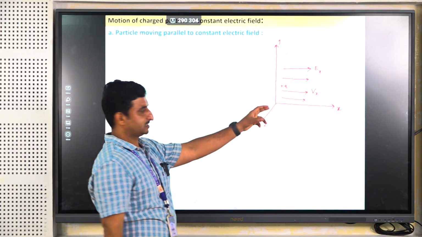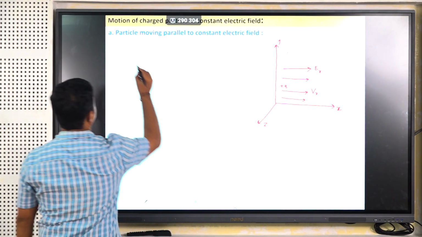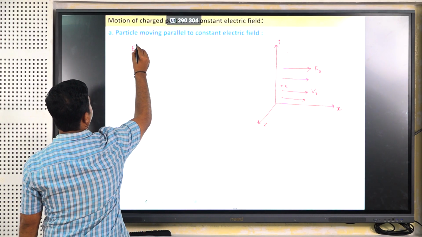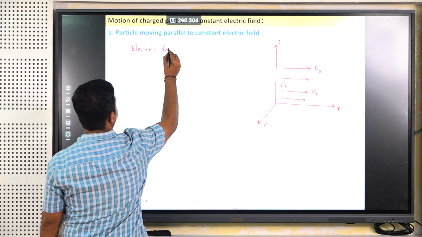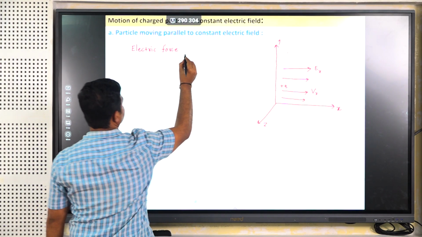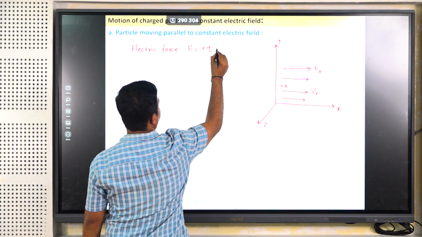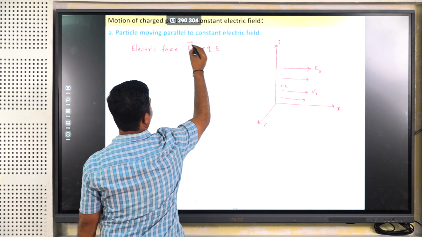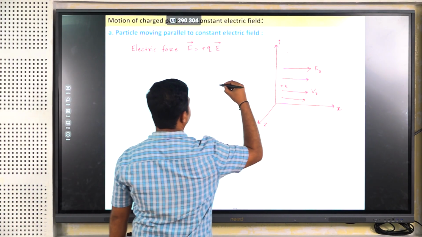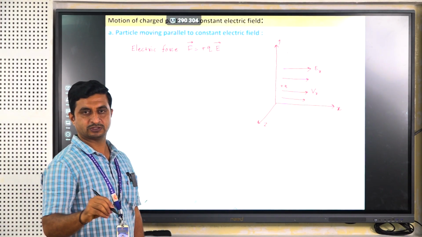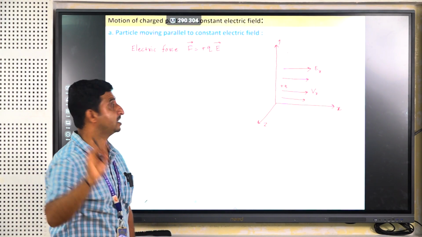When these charged particles move in the electric field, the force which is acting on the charged particle is the electric force, and that electric force is F equals plus Q, the charge, times the electric field E. The direction of the electric force is along the direction of the electric field. If the charged particle is negative, the direction is opposite. That means if the charged particle is minus Q, the direction of the electric force and the direction of the electric field are opposite.